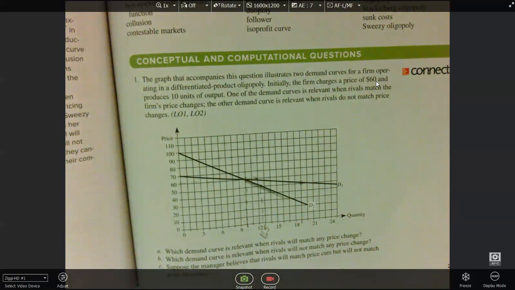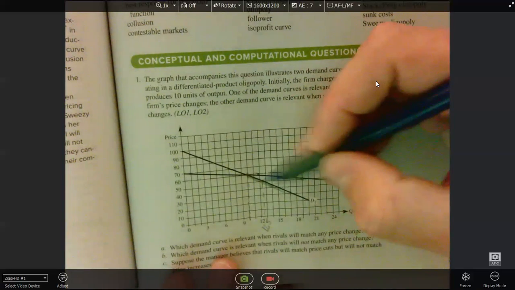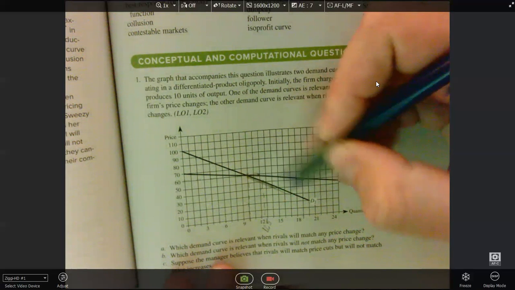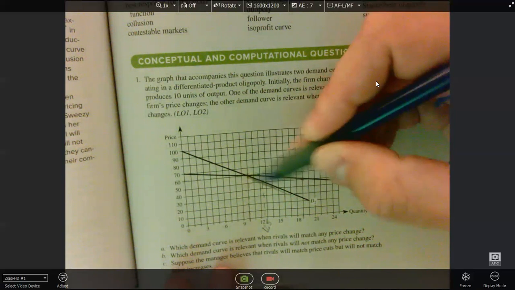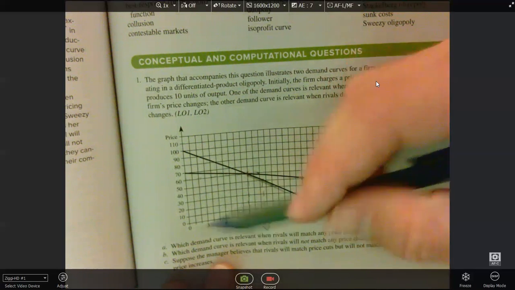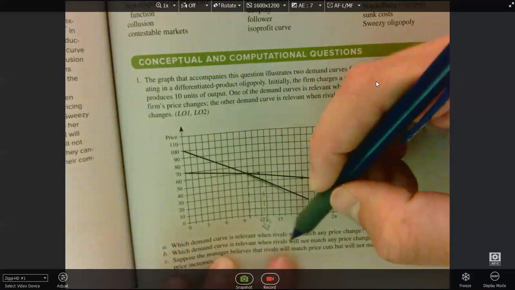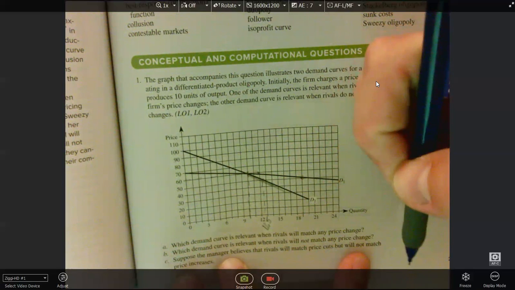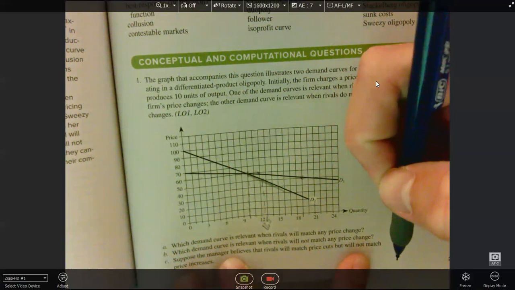So I might be at my unitary elasticity point, and any change on this demand curve has no impact on my total revenue. Cost isn't included. Now we're asked, questions on that? Okay, so now we're asked, what demand curve is relevant when rivals will not match any price change? So now, Christian, which one?